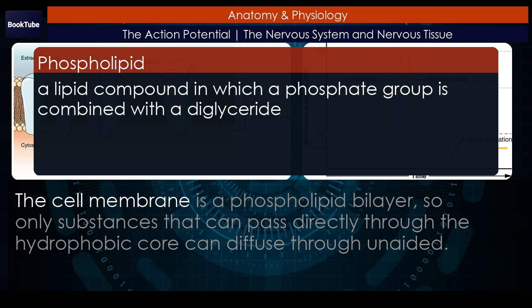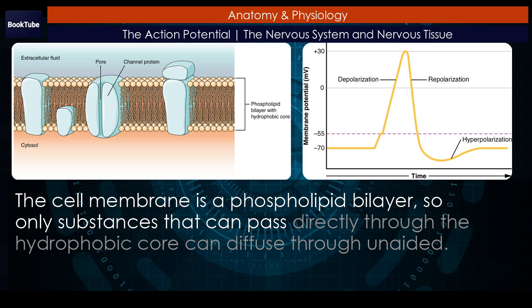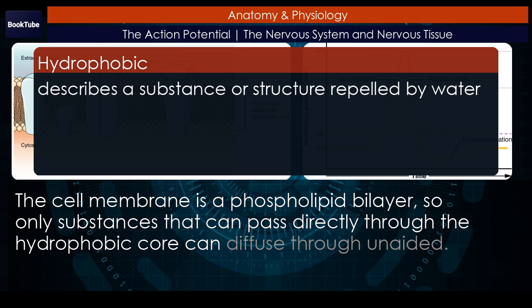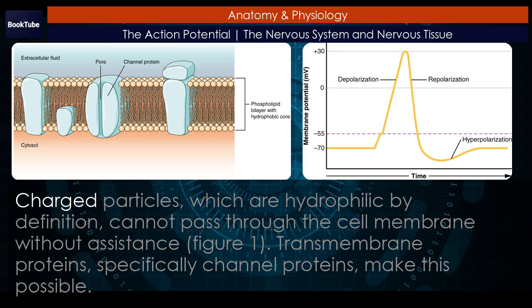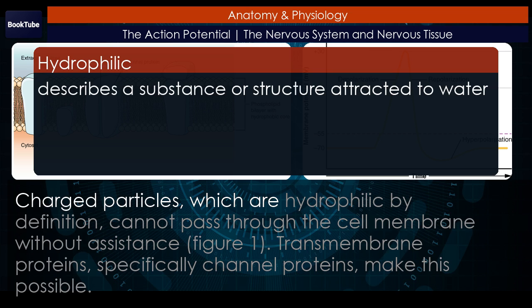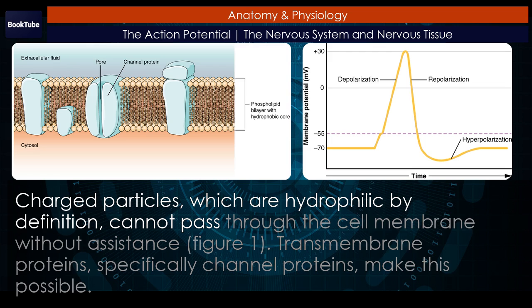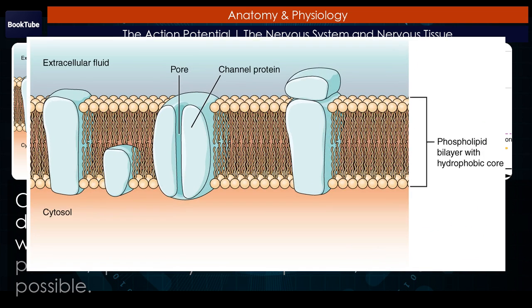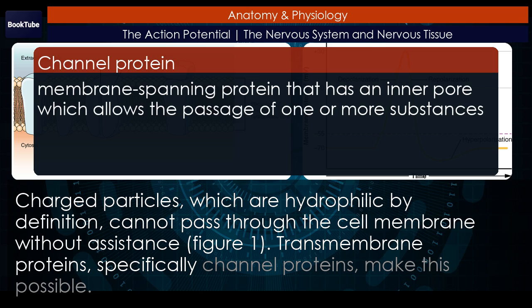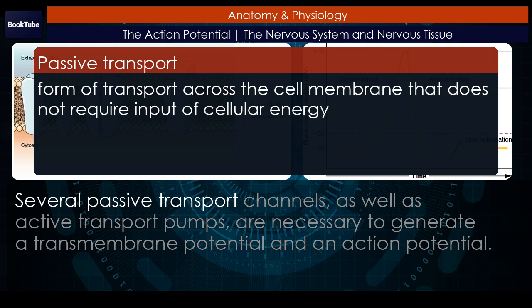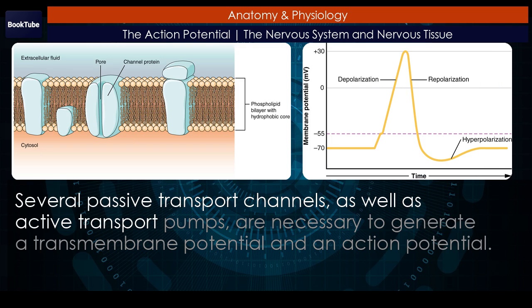The cell membrane is a phospholipid bilayer, so only substances that can pass directly through the hydrophobic core can diffuse through unaided. Charged particles, which are hydrophilic by definition, cannot pass through the cell membrane without assistance. Figure 1. Transmembrane proteins, specifically channel proteins, make this possible. Several passive transport channels, as well as active transport pumps, are necessary to generate a transmembrane potential and an action potential.